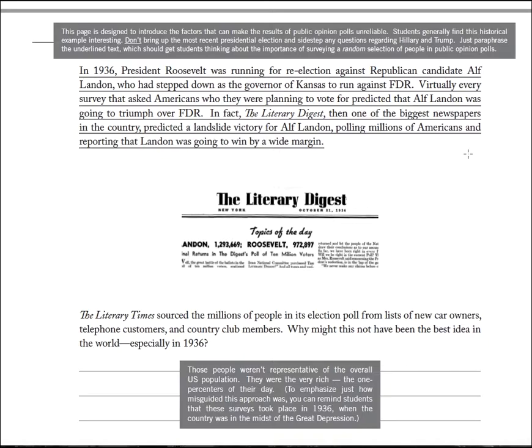In fact, there was only one individual, one person who accurately predicted that FDR was going to win. His name was George Gallup. Any of you ever heard of the Gallup poll? A couple of you, good.